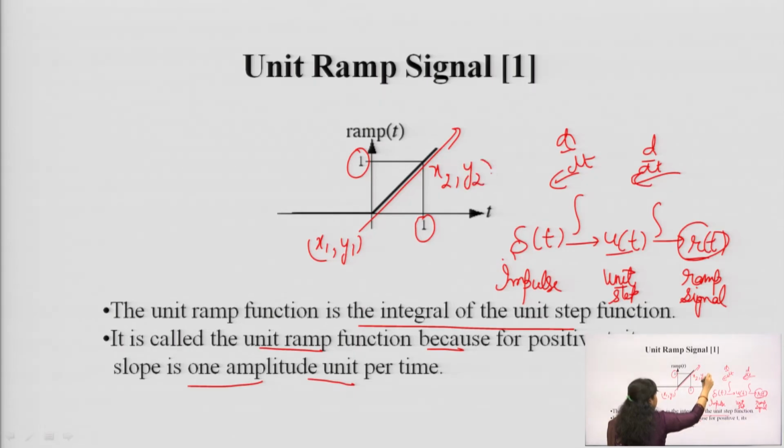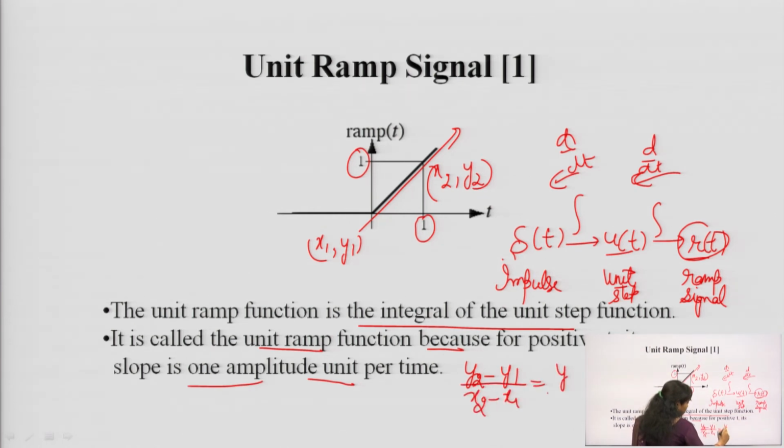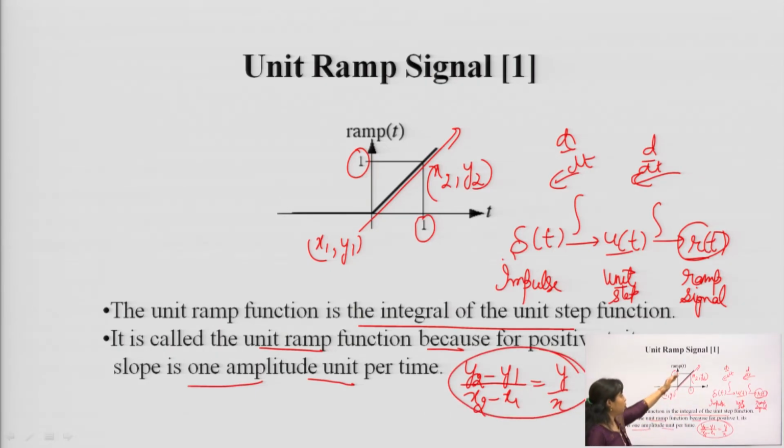So, this is a very simple formula to calculate the slope of any function, that is y2 minus y1 upon x2 minus x1, which equals delta y upon delta x. This is how you calculate the slope of this particular signal. It is about one amplitude unit per unit time. That is how you calculate the slope of this signal: y2 minus y1 upon x2 minus x1.